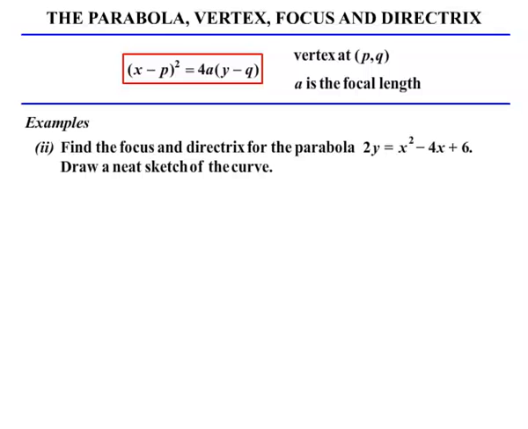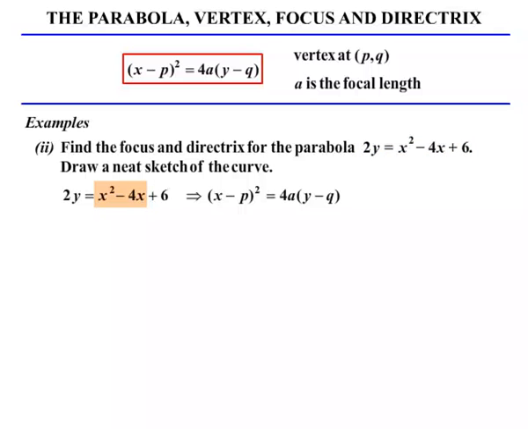The next one, we need to find the focus and directrix for the parabola 2y equals x squared minus 4x plus 6. And again, draw a neat sketch of the curve. Now let's just write down the equation we've got. Now again, it's of this form, x minus p squared equals 4a(y minus q).